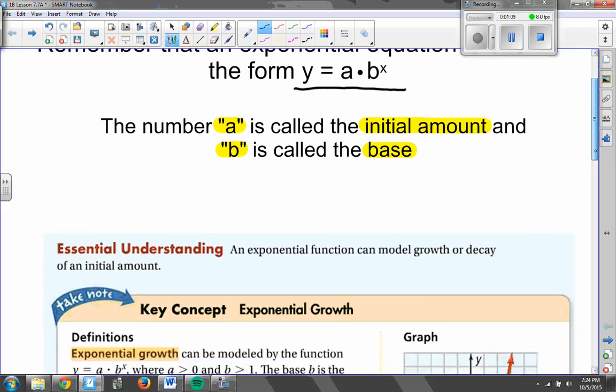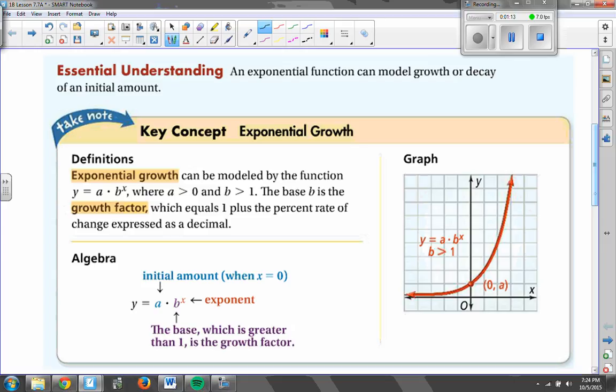All right. The reason that is important is because we're going to look at certain situations where our base number, our B number, is bigger than 1. Okay, bigger than 1. And our A number, or our initial amount, is greater than 0. Right? And this is called exponential growth, because our numbers, or our y values, are growing bigger and bigger and bigger and bigger as we grow our x values as well. So this is called exponential growth.